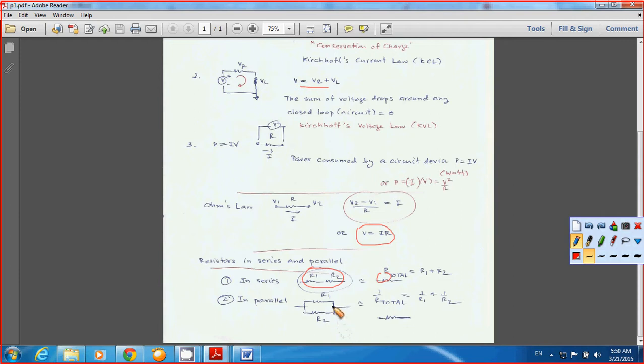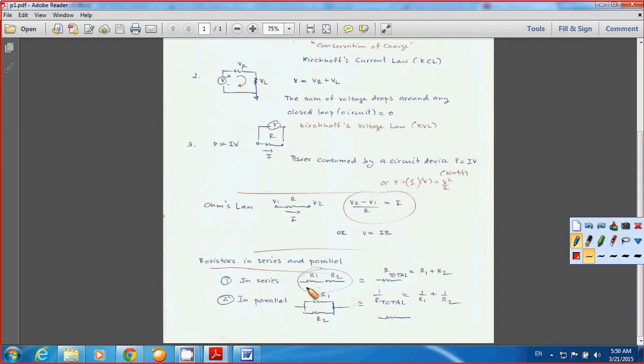From this, for resistors in parallel, if R1 equals R2, R total is simply half of one resistor. For example, if R1 is 10k ohms and R2 is 10k ohms, your R total is going to be 5k ohms, so it becomes half of 10k ohms.